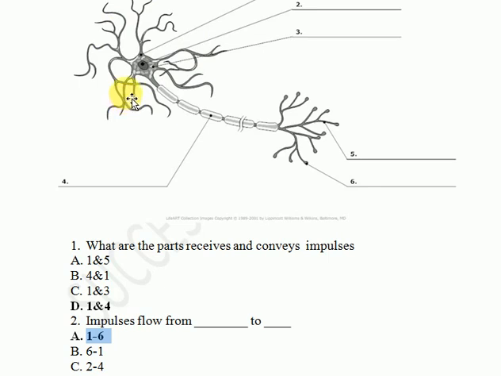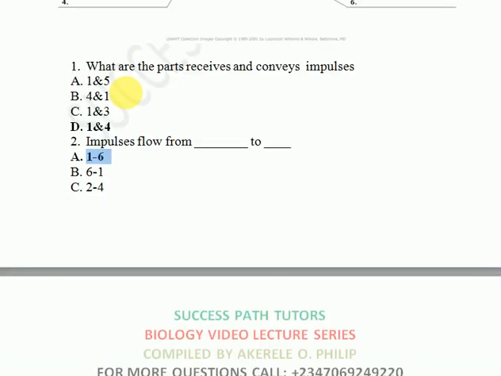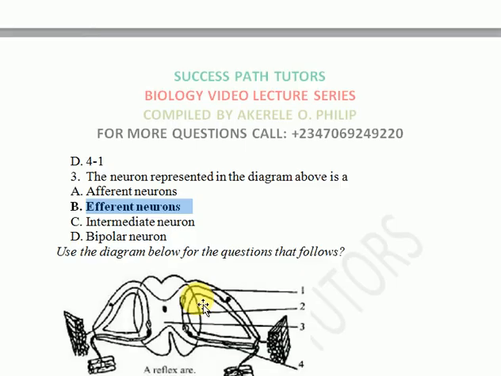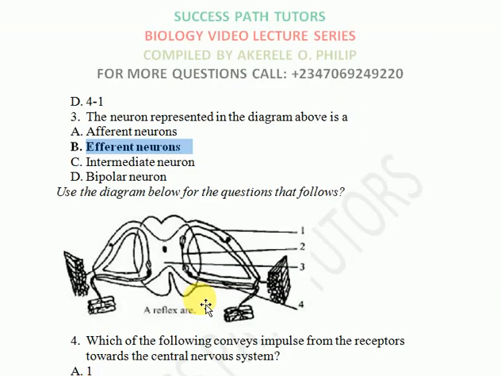Alright, so from what we have down here, we have afferent neuron, which is otherwise called sensory neuron, and efferent neuron, which is otherwise called motor neuron. So from what I said, our answer will be efferent neuron, because that is what the name is functionally. Alright, use the diagram for the questions that follow. This is a reflex arc, I think it is even written here.